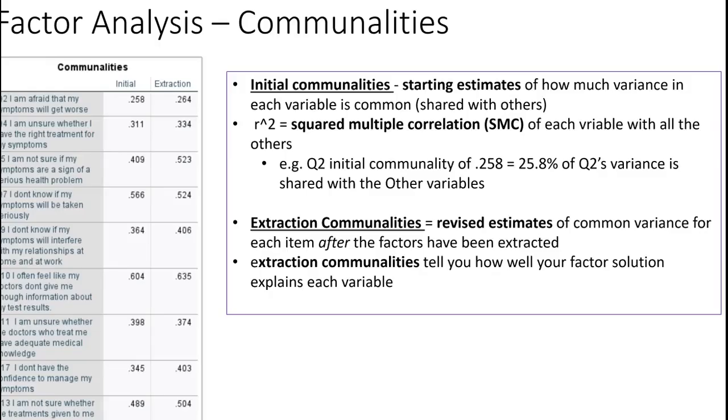You can see that some of these are very, very high. Look at question 10, right? The extraction communality there is 0.635, which means 63.5% of the variability in that specific item is accounted for by my factor model. That's a good, high functioning factor model. But the first one, the lowest one, it's 26.4% of the variability in that item that is accounted for by the factor model.